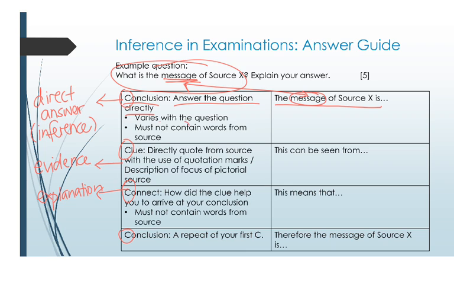To note, the explanation must not contain words from the source. Explanation is how; this means that it is a process. I will show you the process later, but this is a process of how you arrive at your conclusion based on the clue. So the 4 C's is what I always advise my students to write in answering an inference question. Another type of question that you will see.